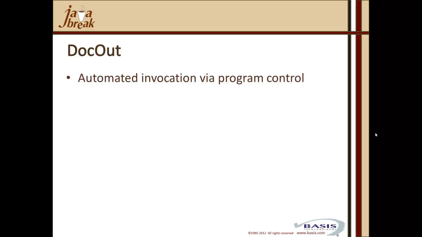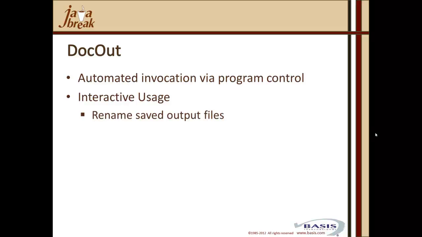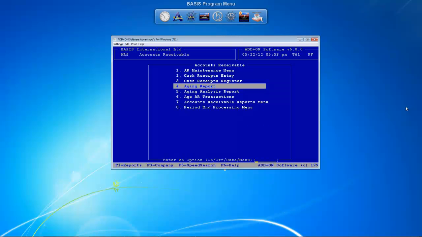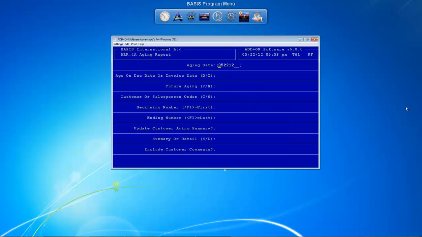You can automate the output and the invocation of DarkArt via program control so that there's no UI, or you can have interactive usage where the user has the option to rename and save output files. It also offers you a one-step select and process to a particular output type, and you can open and reprint docs from the documenting inquiry system. Our example uses the DarkArt object from within a traditional character-based app. We've got an aging report. Let me fill in the options quickly.